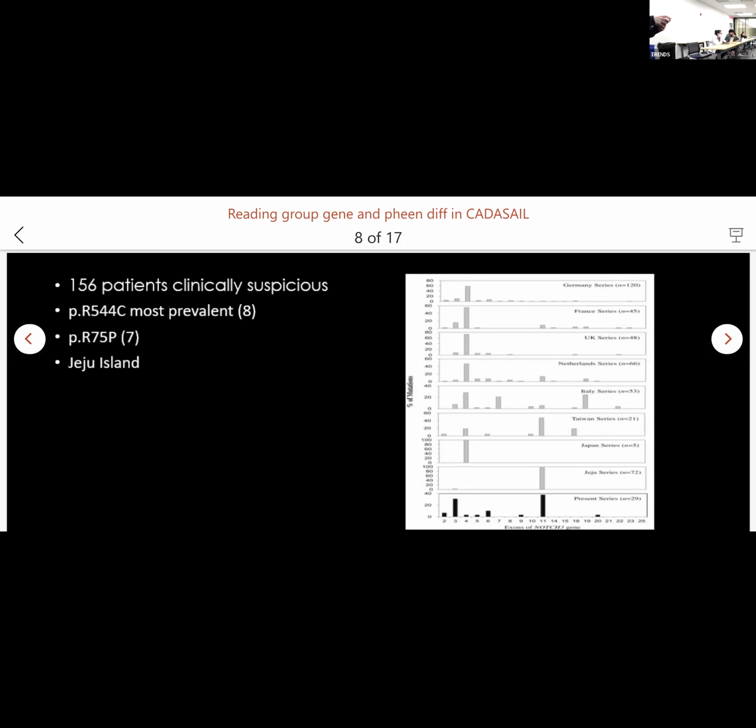For the sake of my presentation, I tried to narrow it down and make it more streamlined. If you can see here, the numbers are the numbers of exons where the gene is located, and it is different for the Korean patients than it is for patients of other nationalities.